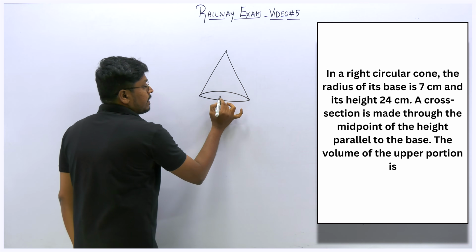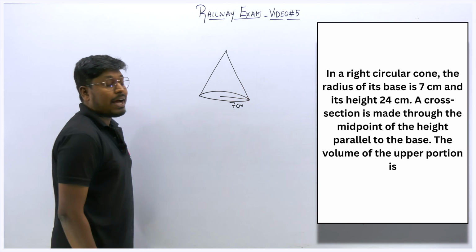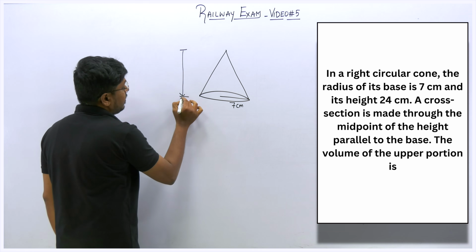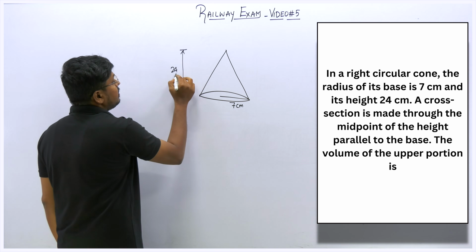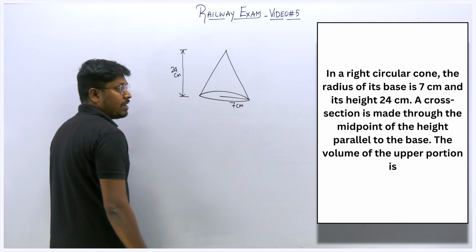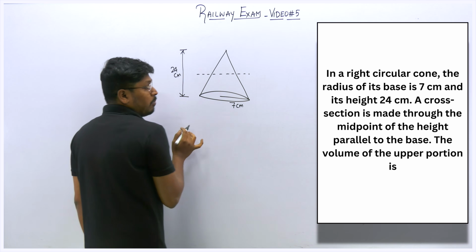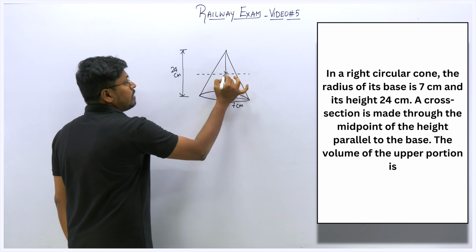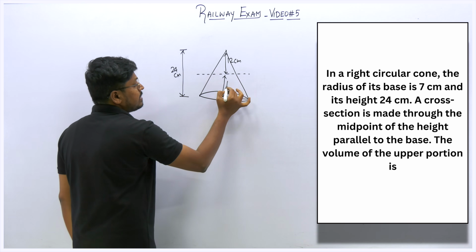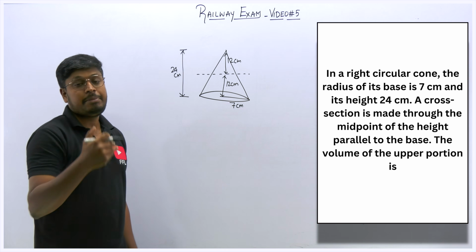So first take a cone. They have given the radius of the cone, which is 7 centimeter. As well they have given the height of the cone. So the height of the cone is how much? 24 centimeter. And they have mentioned that the cone has been cut and the cross section has been made at the midpoint. So this height will be 12 centimeter, and similarly this height will also be 12 centimeter. Only then we can say the cross section has been made at the midpoint.